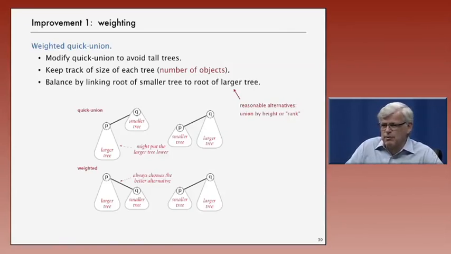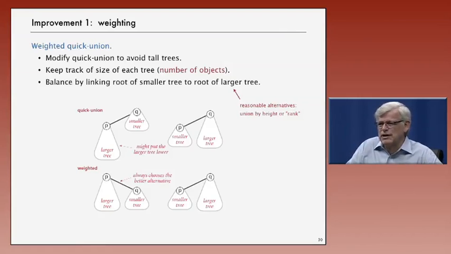A very effective improvement is called weighting, and it might have occurred to you while we were looking at these algorithms. The idea is, when implementing the quick union algorithm, take steps to avoid having tall trees. If you've got a large tree and a small tree to combine together, you want to avoid putting the large tree lower. That's going to lead to long, tall trees. And there's a relatively easy way to do that.